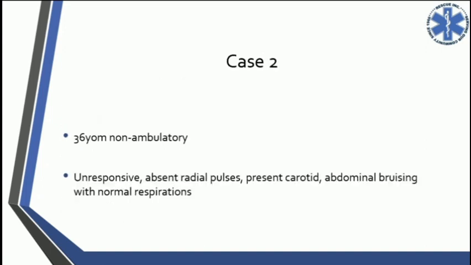So, okay, we have a 36-year-old male, non-ambulatory, unresponsive, absent radial pulses, present carotid pulse, abdominal bruising with normal respirations. What's the triage category? And why is this patient red? Yep, it's the augmentation. We've got absent radial pulses, and they're unresponsive. We had three criteria right there for red. And the abdominal bruising makes us think that there's internal bleeding, but it doesn't really play into our triage decision. Present carotid pulse really just quantifies that they have a pulse, period, and they're not dead. If there's no carotid, tag them black.